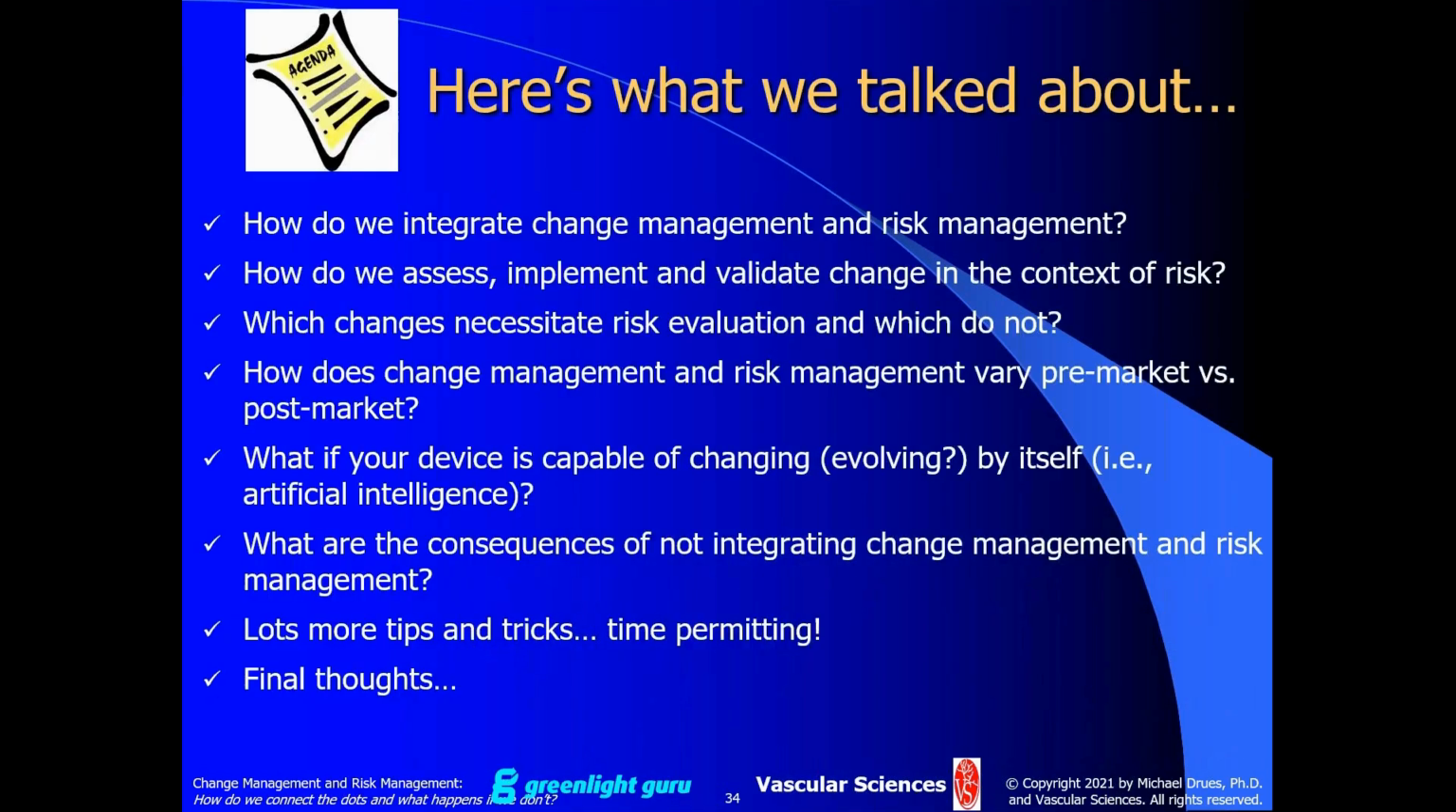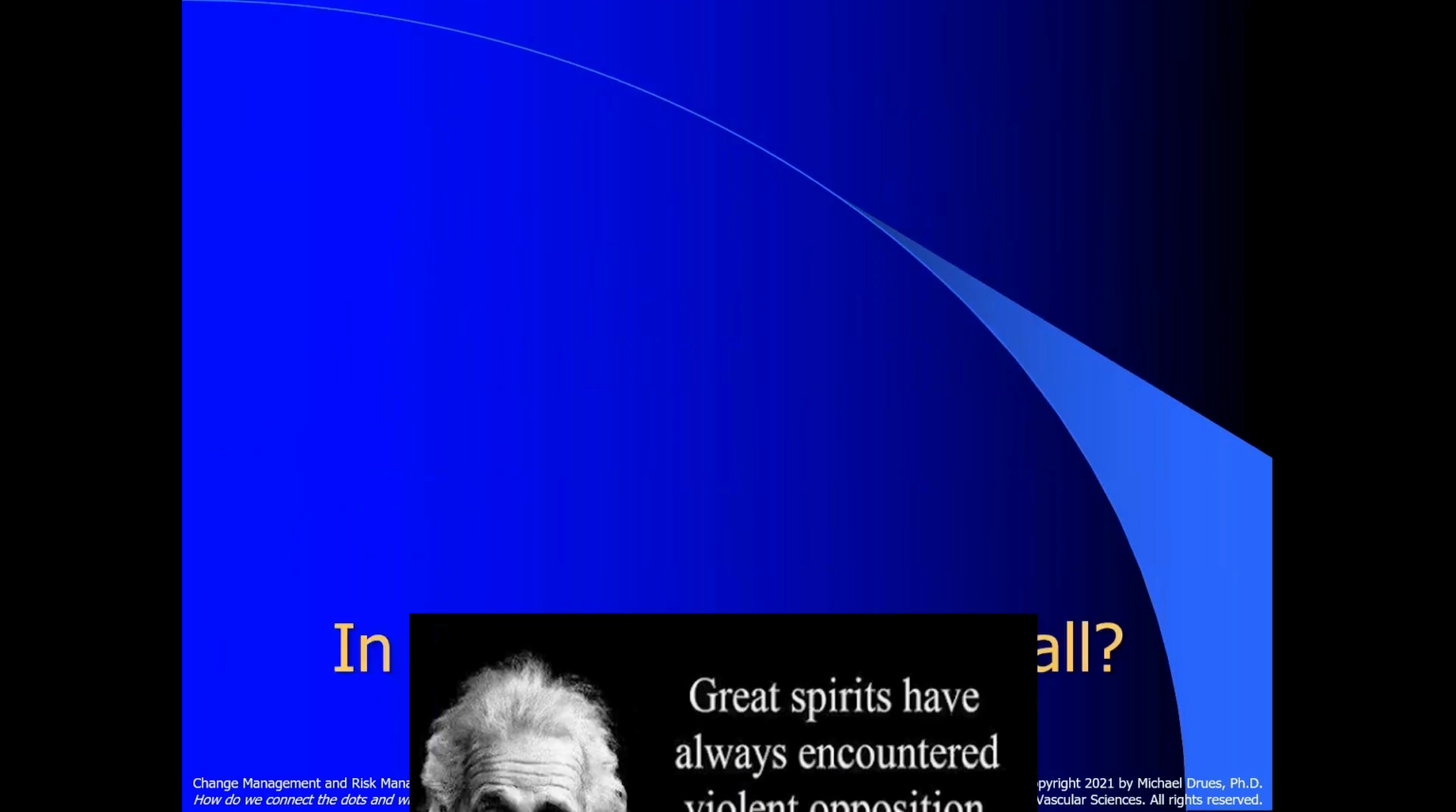So to wrap this up, we've talked about a lot in terms of integrating risk and change management, connecting those dots, implementing those changes, trying to decide when those changes necessitate an evaluation and when they don't. Bottom line, it always does. How does change management and risk management differ pre versus post market? And then if your device is capable of changing or evolving by itself, how do we handle that? And the consequences of not doing these things for those companies out there that don't.